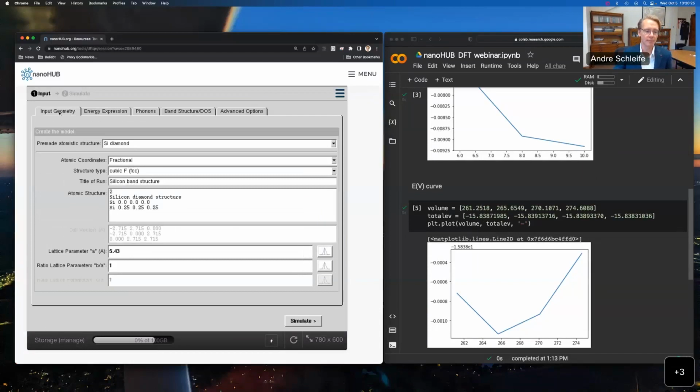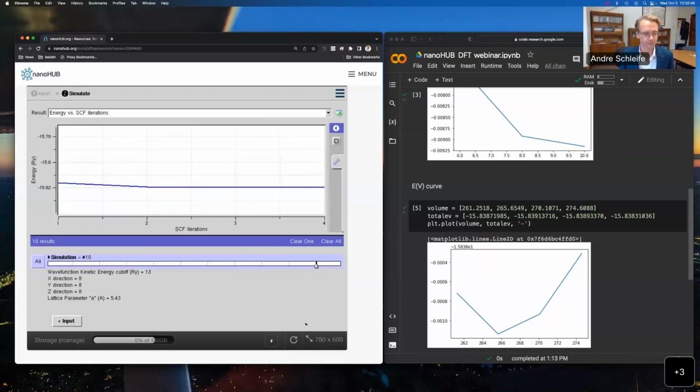input geometry tab. And here you can change your lattice parameter. So this is the lattice parameter of your cubic FCC silicon structure. And what I did here is I changed it, say, in steps of 0.003. So for instance, I can use 5.40 instead. Then I hit simulate, because now I want to change my volume. In this case, I made it smaller. All right, so I hit simulate, like this. Again, my run is fast because it's cached.